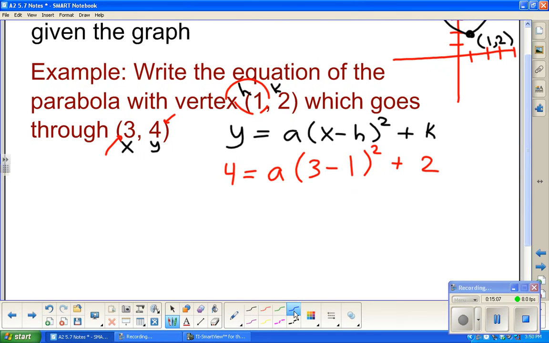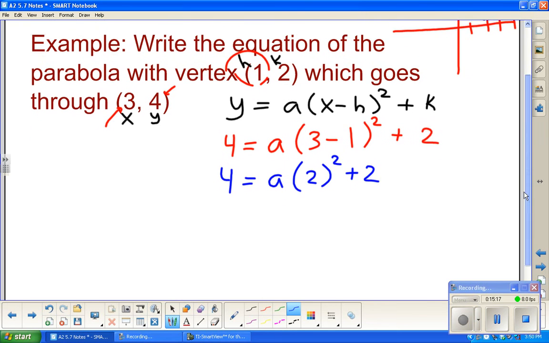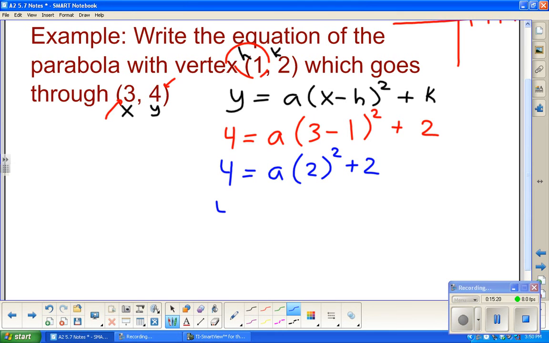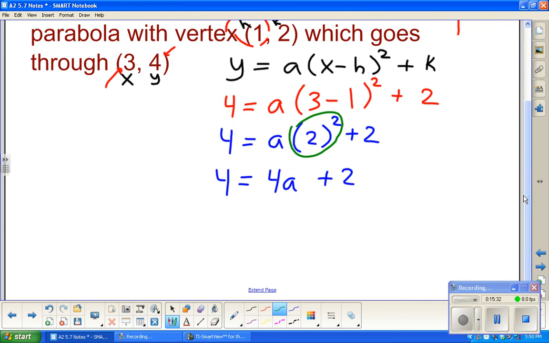So let's do some simplifying here. We got 4 equals a times the 3 minus 1 in parentheses, which is really a 2. That's getting squared. We still got this plus 2 on the end. Okay, 2 squared is really 4, so that's like a 4a plus 2. So I just squared the 2 here, right? 2 squared is the 4 times a. And now we have a little linear equation to solve for a. We're going to subtract our 2 and finally divide by 4. Okay, and we'll get our a value.